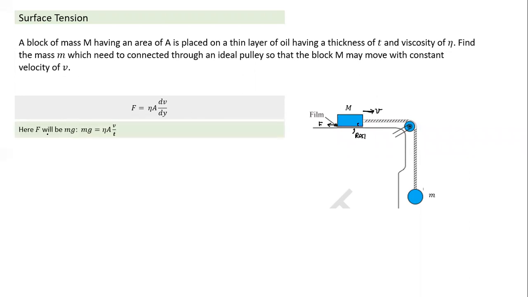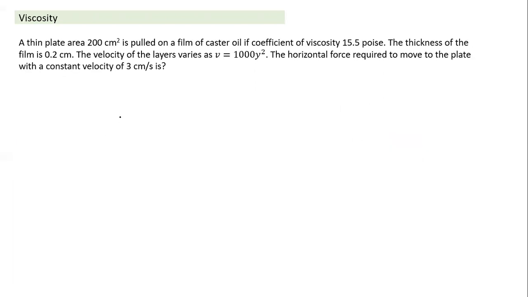Let's put in those values. So this viscous force exerted by the liquid on the block has to be equal to the tension in the string for it to move with constant velocity. So this T has to be equal to the viscous force, and since velocity is constant, this T is nothing but equal to mg. So mg is equal to eta into area of the block, into the velocity gradient V by T. T is the thickness, not time here. So that's the expression, that's the value of m required here. Okay.